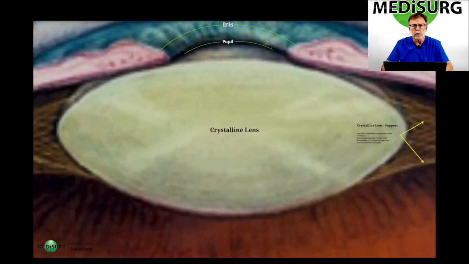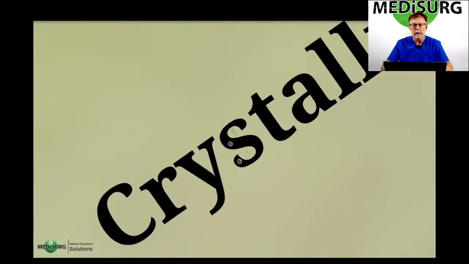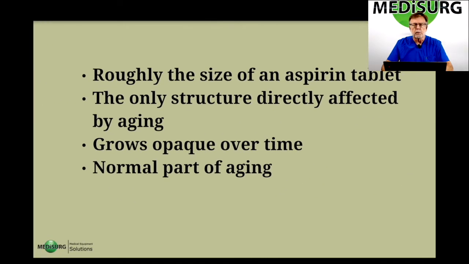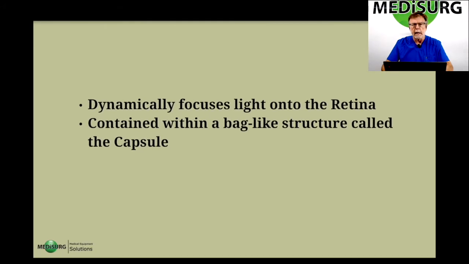Now we're going to talk about the crystalline lens. This is the part of the eye that turns into the cataract. It's roughly the size of an aspirin tablet. It's the only structure in the body directly affected by aging. It grows opaque over time, and it's a normal part of aging. It dynamically focuses the light onto the retina, and it's contained within a bag-like structure called the capsule.